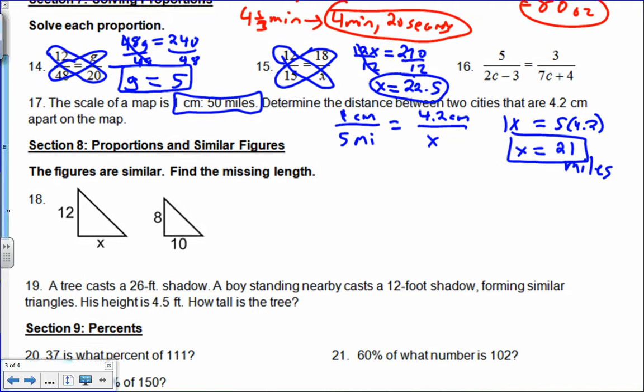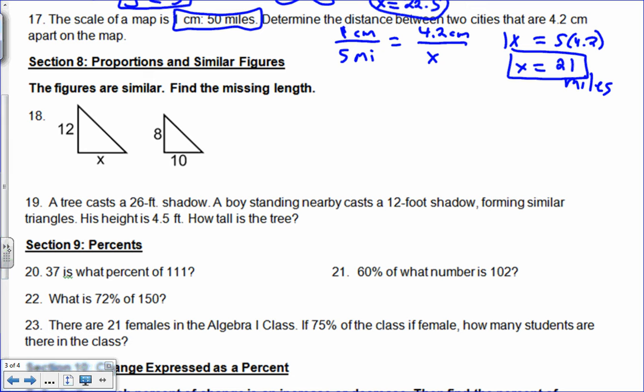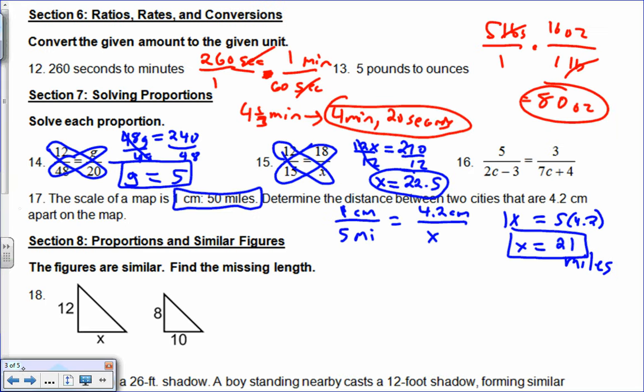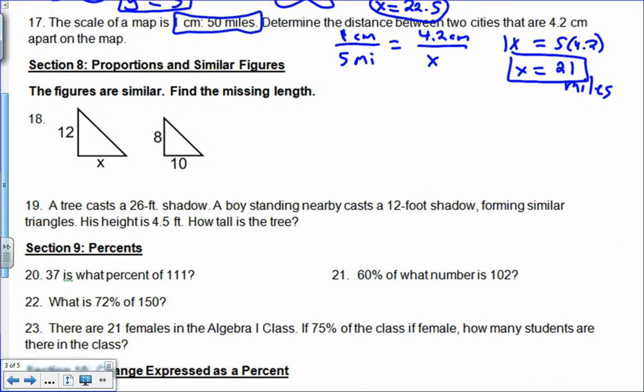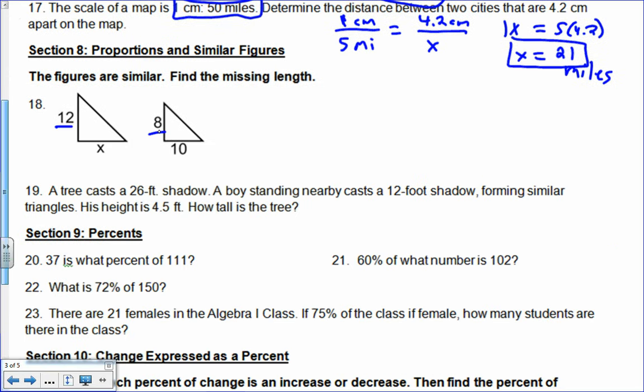Alright, jumped into section 8. Just a couple with similar figures. Again, scaling, but dealing with similar figures. So, if we look at this, we have two similar figures, and we have some corresponding parts. Whoops. So this corresponds with this, and then this corresponds with this. So if we do 12 over x as part of our proportion, we have to do the corresponding part. So 8's going to go on top and 10's going to go on the bottom.